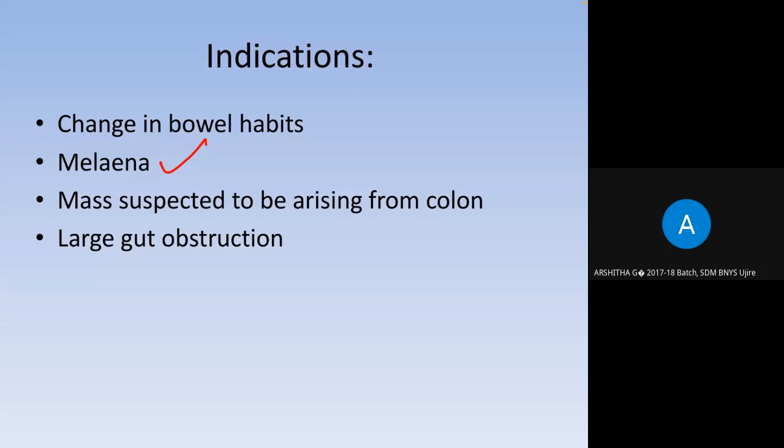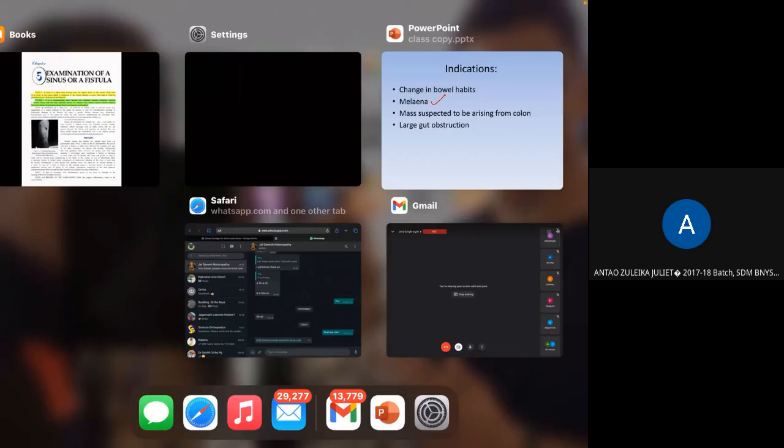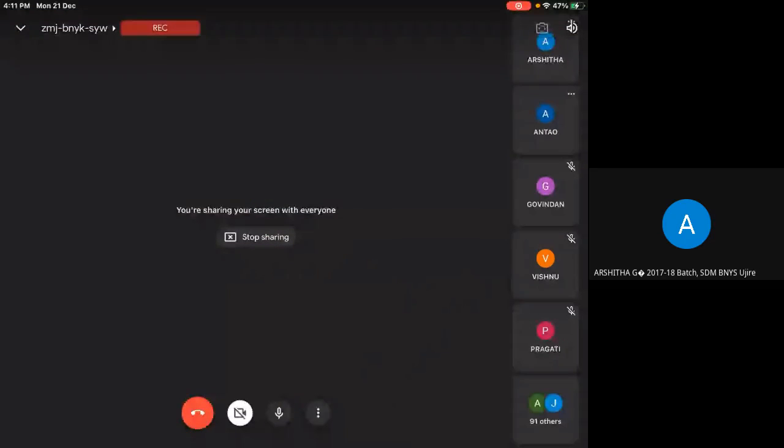Dark colored stools. Black tarry stools. Yeah, exactly. I'm happy. Due to that, you are bleeding in the upper GIT. Why can it not be in the lower GIT? Because that would be red. Lower GI bleeding would not clot and turn dark.